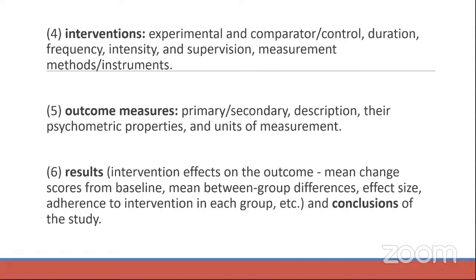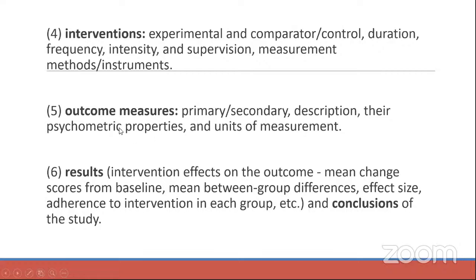And interventions, the authors must have explicitly reported experimental and comparator control interventions, duration, frequency, intensity of the interventions, but also whether the intervention was supervised, for example, those happening within the institution, or unsupervised home-based rehabilitation, and what were the assessment or measurement instruments used for assessing the outcomes.